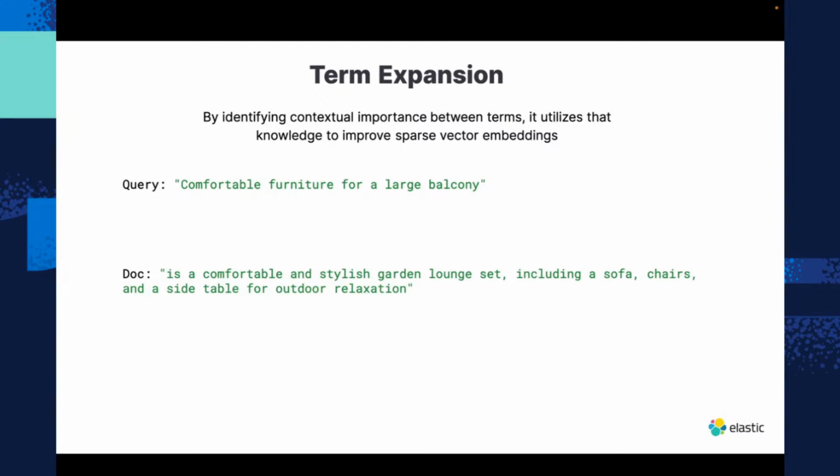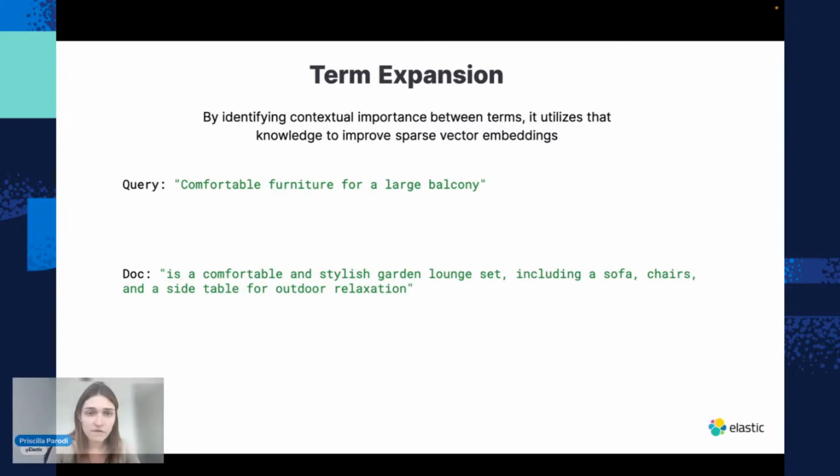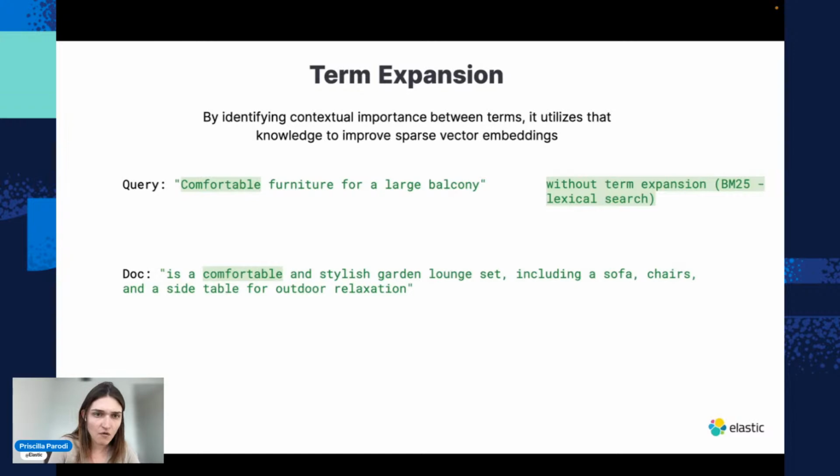In this case, I have a query here as an example: comfortable furniture for a large balcony, considering that this is an e-commerce site and the person is looking for it. Then the document, as one example, of course I would have a lot of documents, has the value: a comfortable and stylish garden lounge set, including a sofa, chairs, and a side table for outdoor relaxation. Without anything fancy, we would have the exact match with BM25 on the term comfortable. It is the only term that matches here.